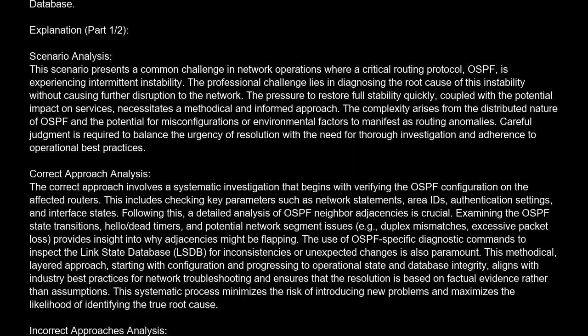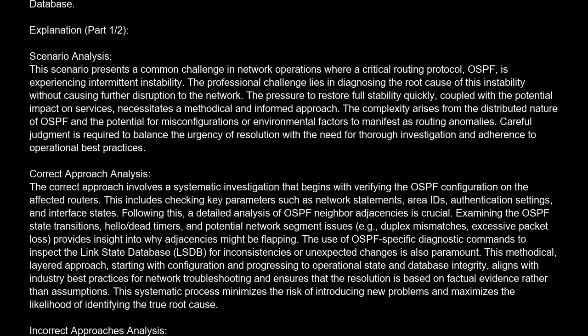Explanation. Scenario analysis. This scenario presents a common challenge in network operations where a critical routing protocol, OSPF, is experiencing intermittent instability. The professional challenge lies in diagnosing the root cause of this instability without causing further disruption to the network. The pressure to restore full stability quickly, coupled with the potential impact on services, necessitates a methodical and informed approach. The complexity arises from the distributed nature of OSPF and the potential for misconfigurations or environmental factors to manifest as routing anomalies. Careful judgment is required to balance the urgency of resolution with the need for thorough investigation and adherence to operational best practices.